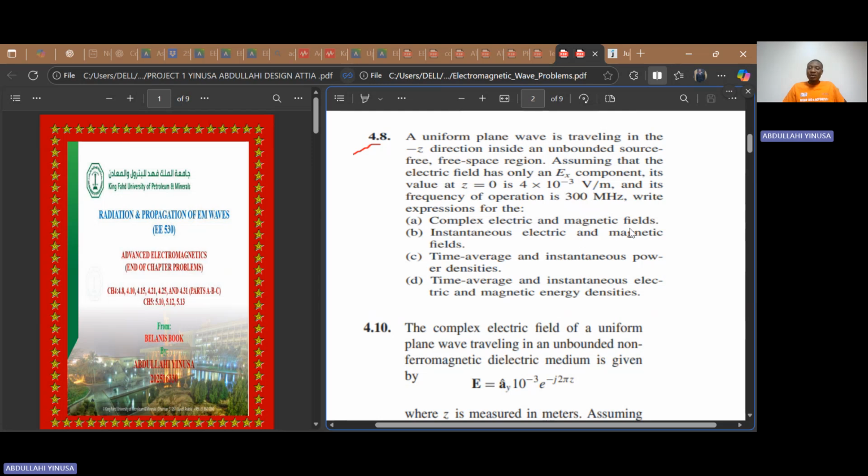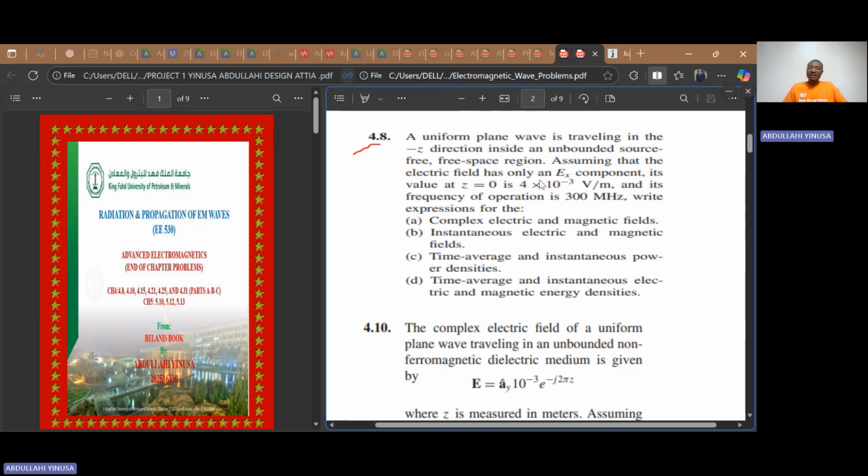Now, the second is when you want to calculate the complex magnetic field. The complex means that you are going to put the exponential term into it. So the magnetic field is E over the wave impedance, E over eta naught. Eta naught is equal to 377, since it is in free space. That's 120 pi.